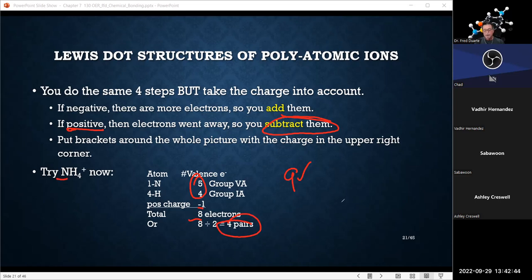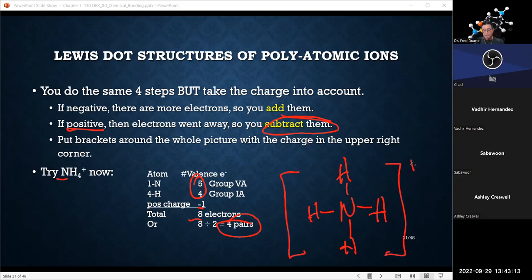Nitrogen is the central atom. So we can very quickly put nitrogen and then bond the 4 hydrogens around it. And erase this. No different than what we have been doing. Now what we do, we got 4 pair here, okay? Now we put a bracket, not the parentheses, but a bracket. And then in the top right corner, we put the charge for that ion. And that's how we present the Lewis dot structure for polyatomic ions.